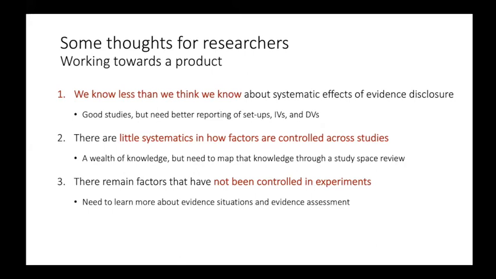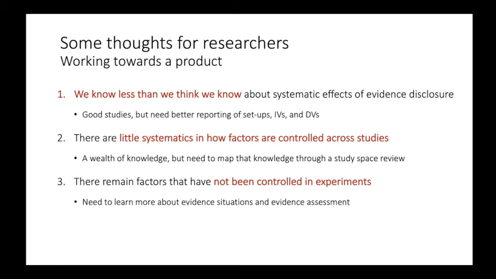So summing up this talk, I would like to start with some thoughts that I have for researchers on this and on our way of working towards a product, if you will. Because what I learned when doing this meta-analysis was that we know less than we might think that we know about the systematic effects of evidence disclosure. And I'm not criticizing the individual studies. I think most of them are very good, but we do need to shape up our reporting of the experimental setups that we're using, the independent variables and the dependent variables specifically. It has to be done better because otherwise we're comparing apples and oranges, and it's very difficult to unite this research and bring it together and say something meaningful with it.